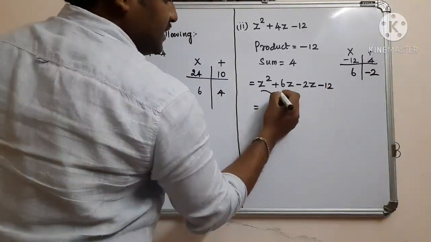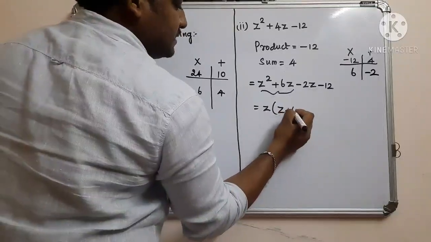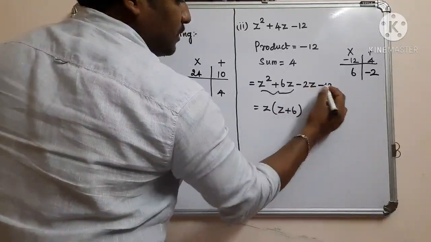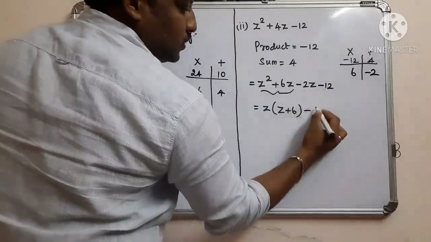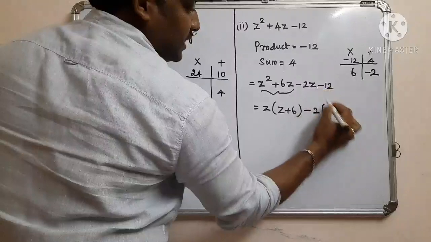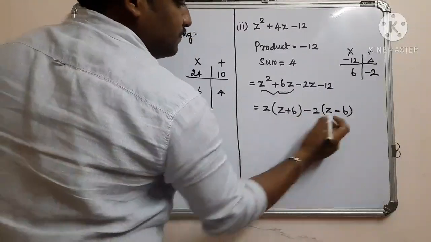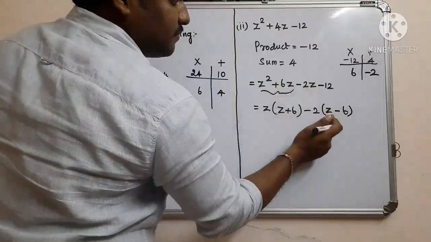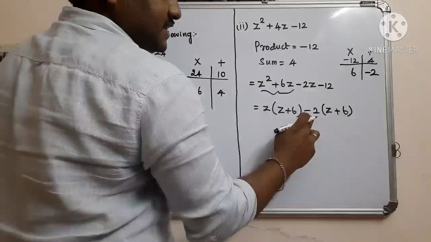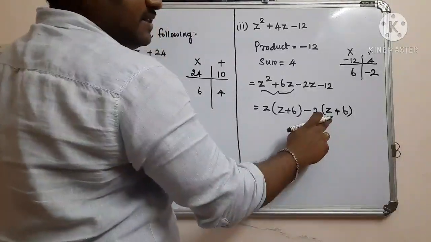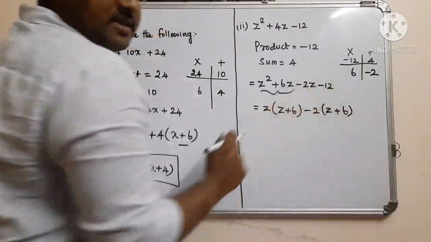Now we can take z common from the first two terms, so z into z plus 6. Here both are minus, so we can take minus as common, and then we have to take 2 as a common number. So remaining here is z minus 6, since 2 sixes are 12. So we take minus 2 common, and the remaining is plus. Now we multiply: minus 2 with z is minus 2z, and plus into minus, minus 2 into 6 is minus 12.